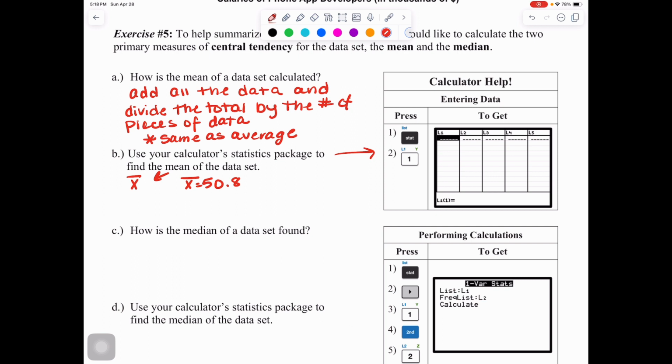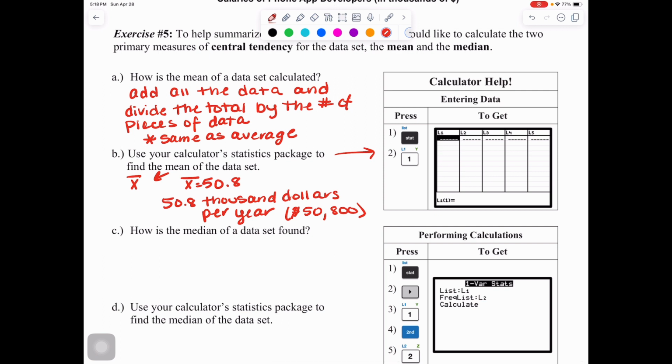So that 50.8 means we have $50.8 thousand per year. Because remember, this was in $1,000 per year. So obviously we would write that like 50,800. That's what it would be, okay?